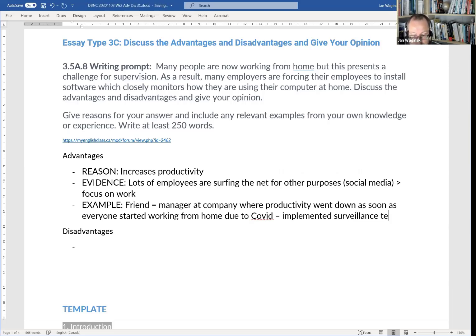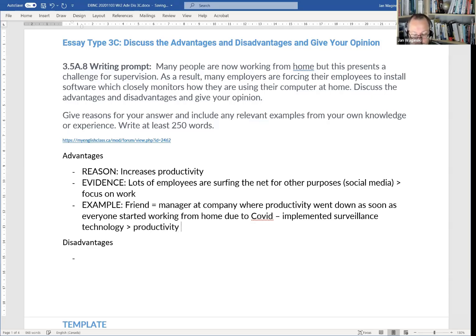surveillance technology. And what happened to productivity? Increased or improved. Okay, and we'll say it like this: instantly recovered. Okay, as a result, productivity instantly recovered. What about the disadvantages?